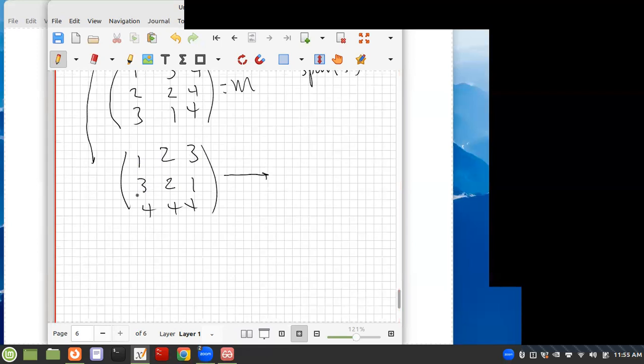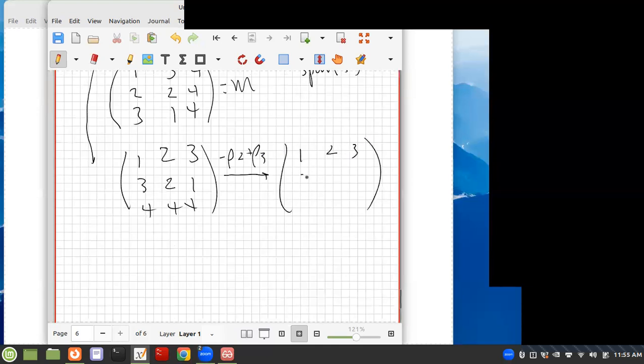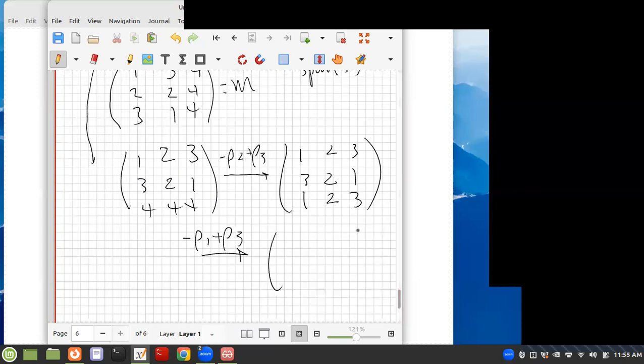Let's subtract 3, 2. Let's do minus row 2 plus row 3. 1, 2, 3. 3, 2, 1. 3 minus 4 is 1. 2 minus 4 is 2 and is 3. Then that makes it clear that minus row 1 plus row 3 is going to give me 1, 2, 3, 3, 2, 1, and 0, 0, 0.